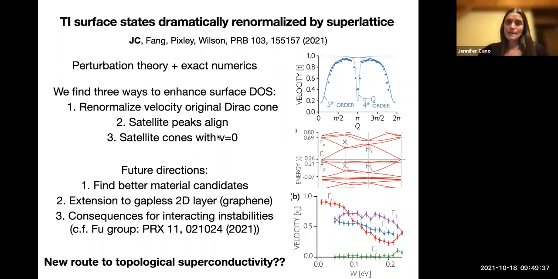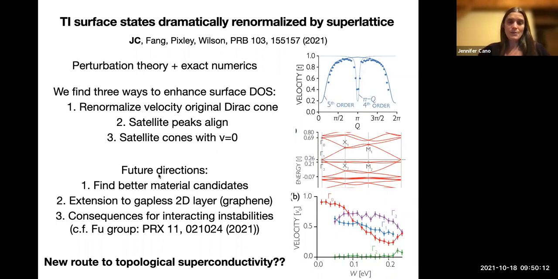So we can see that there are three different routes to get flat bands or flatter bands on the surface of a topological insulator. And these flat bands will, in one case, renormalize the velocity of the Dirac cone. But importantly, they give us an enhanced density of states. And it's this enhanced density of states that is a good thing for realizing interacting topological phases. So that's what makes us excited about this result, our ability to tune the surface Dirac cone in such a way that would be favorable to realize interacting instabilities.